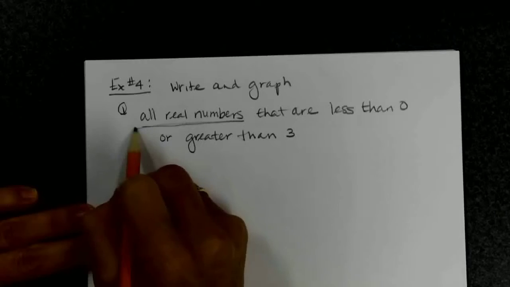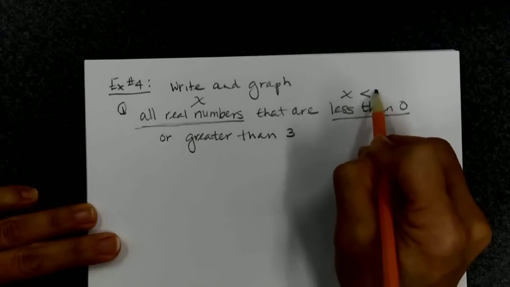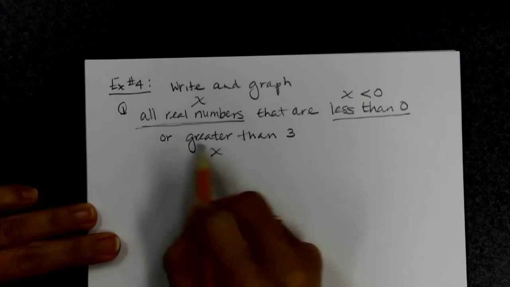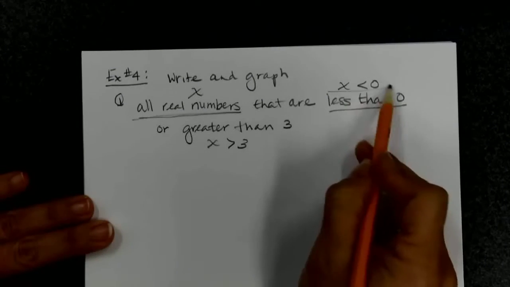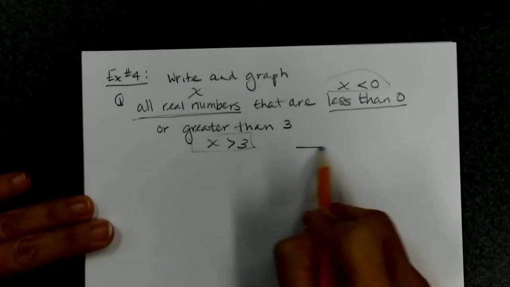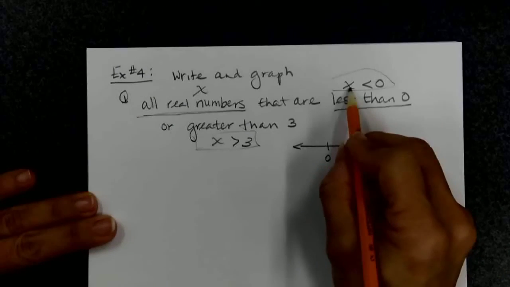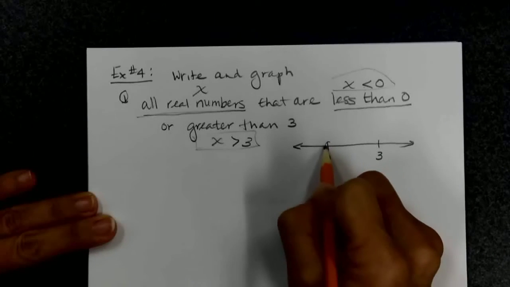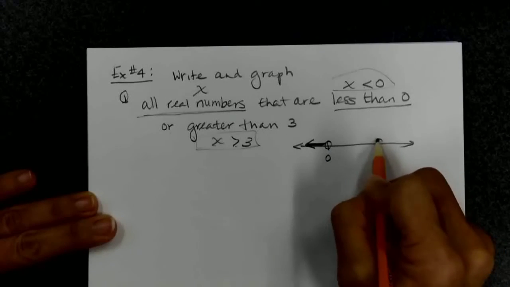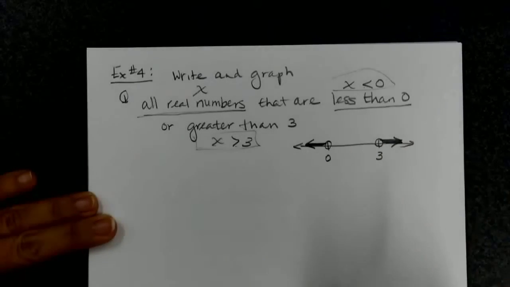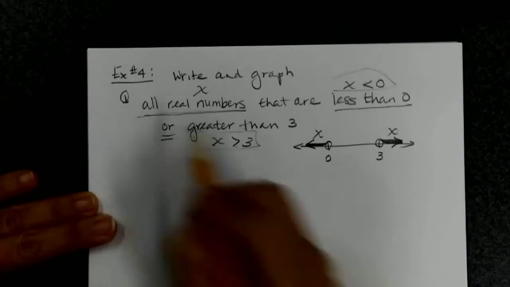We're going to pick a variable for all real numbers, which is x, and that x has to be less than 0, and that x also, or, has to be greater than 3. So now if we pick these inequalities and graph it on a number line, I have 0 here, 3 here. X is less than 0, so this one, open circle, and the left side is less. And this one, x is greater than, to the right. And if you notice, the arrows are going to opposite sides, so it's an or, and they give you the word or.